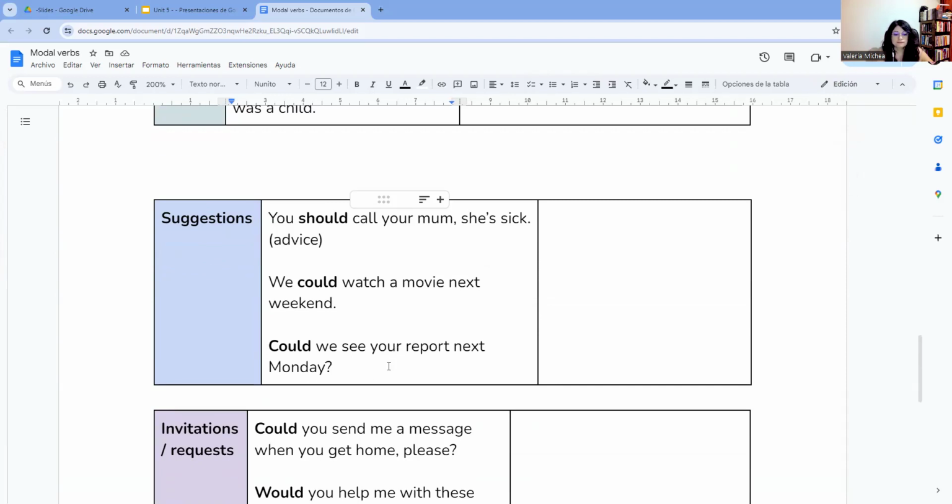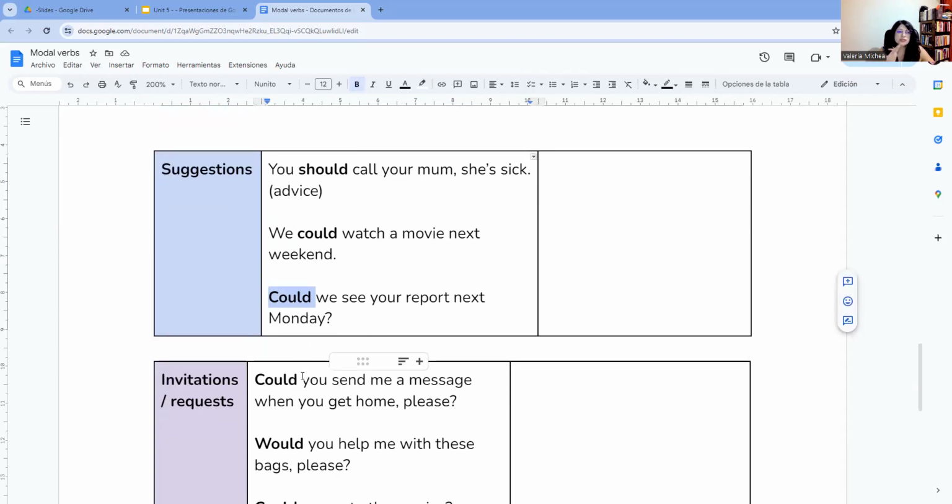I also included could in the question because it is also possible sometimes. Like if I wanted to check your homework, but I don't have time tonight, so I would say, could we see your homework on Monday and we can talk about it? I'm asking you if this is all right, still making a suggestion. It is perfectly possible. So it works. Could we see your report next Monday? Or should I call my mom? Do you think she's fine? Should I go out tonight? Stuff like that. All right. So it is possible for suggestions, of course.